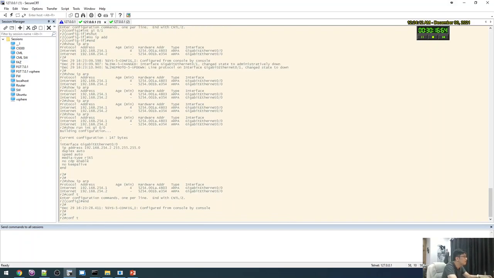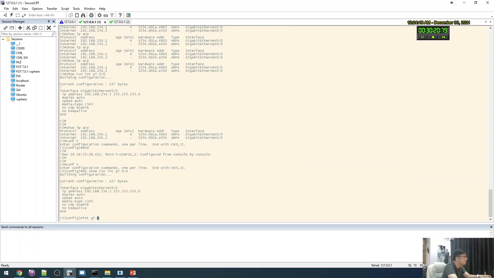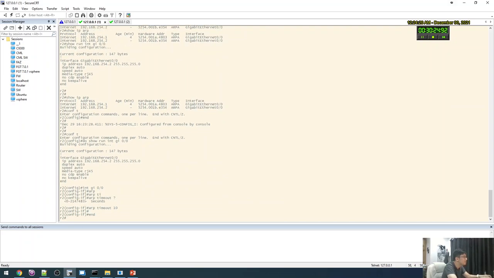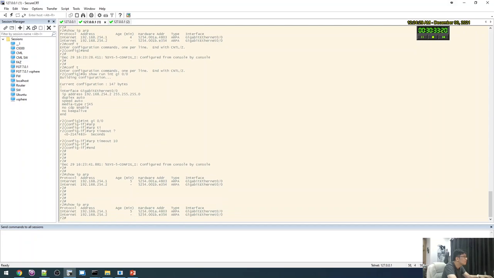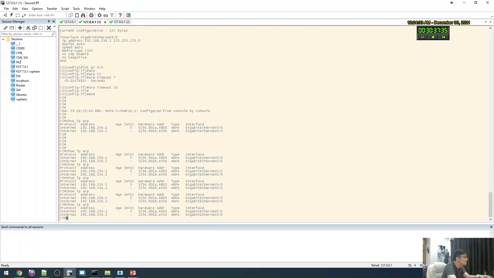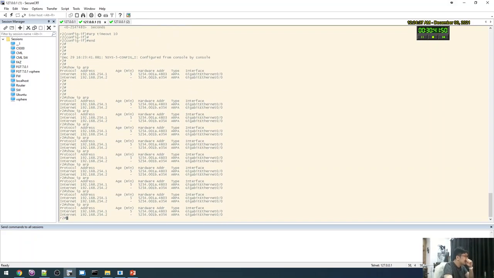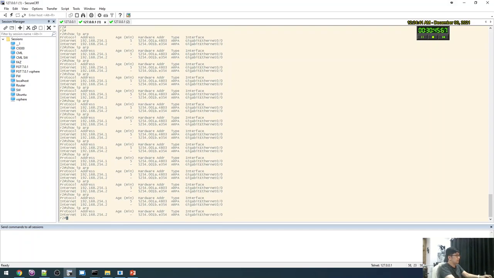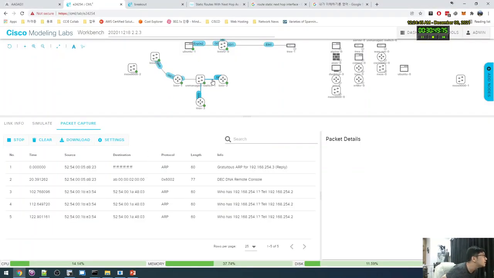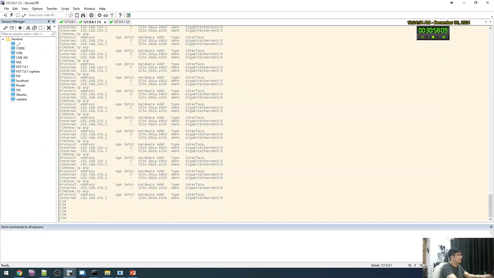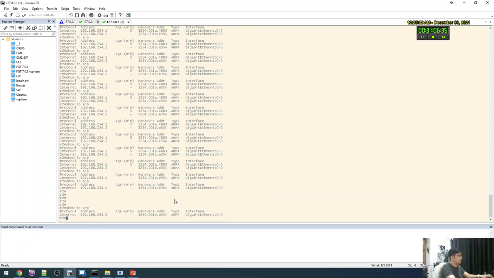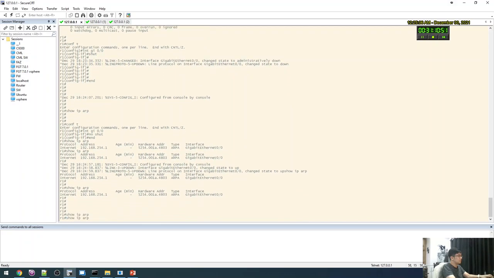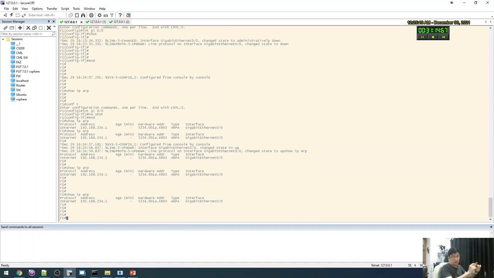ARP timeout, just 10 seconds. Let's remove. Okay. I wonder how many packets each is sending. Yeah, 3 times. Every 10 seconds, 3 times. Okay. So there is no ARP. Okay, now let's try to ping.